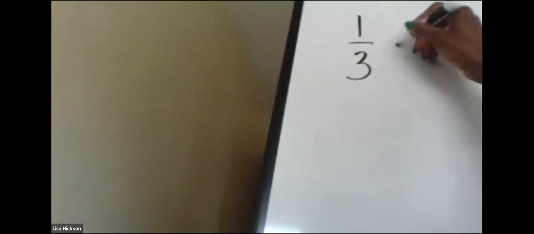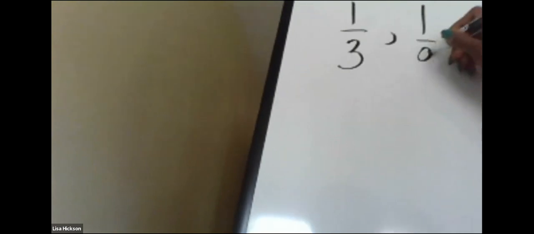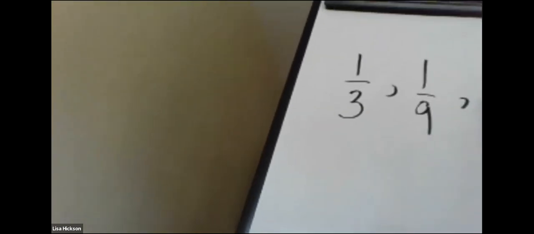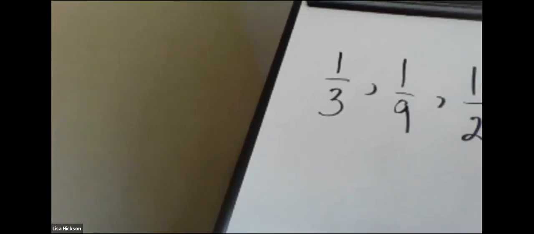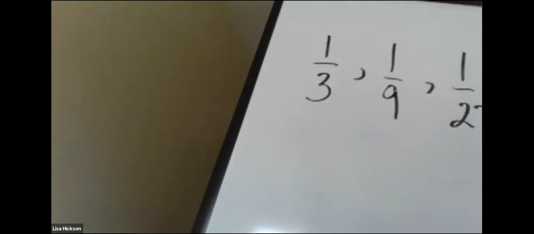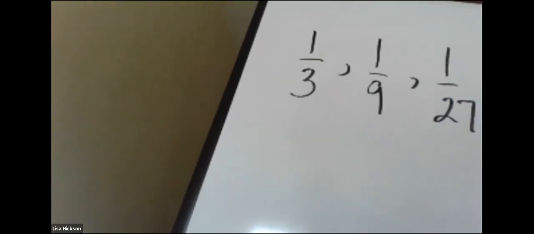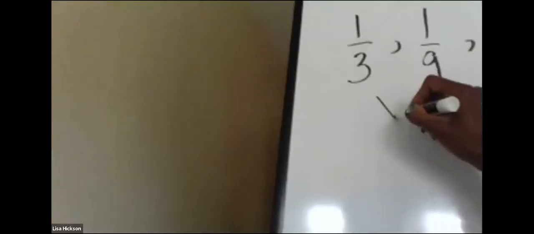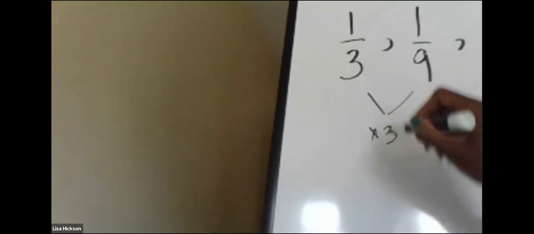Okay, y'all. So here we go. We have 1/3, 1/9, 1/27, and 1/81. The bottom of the fraction is being multiplied by 3. Exactly. So the bottom of the fraction is being multiplied by 3.